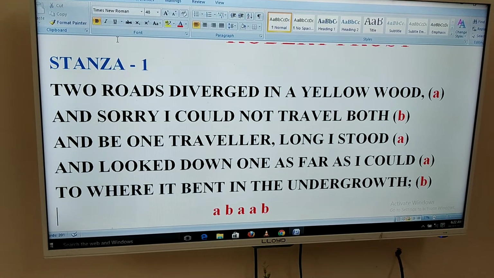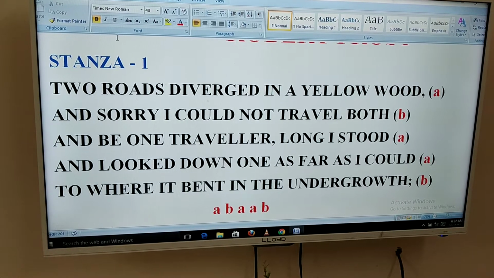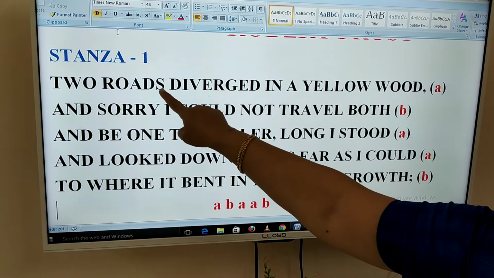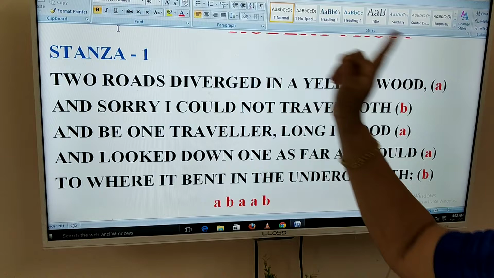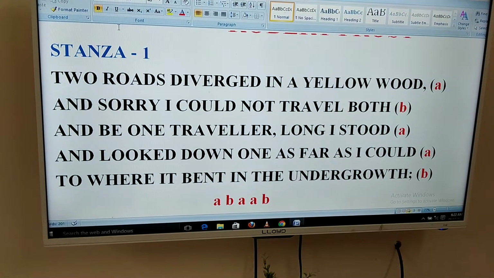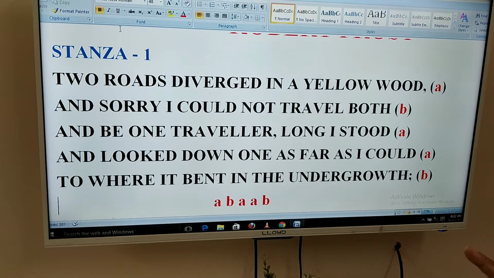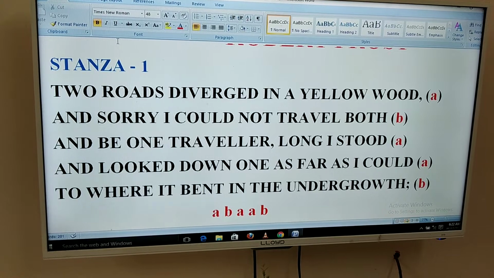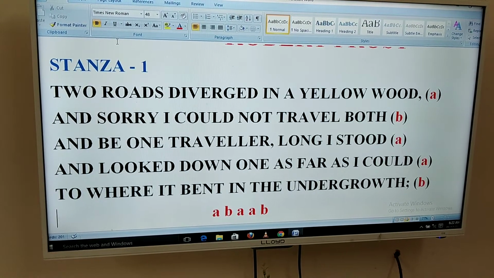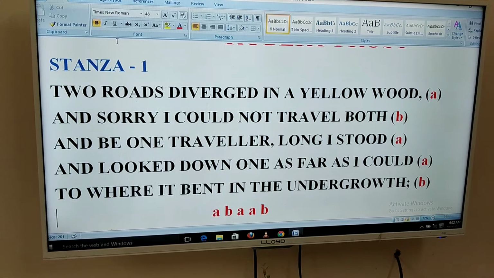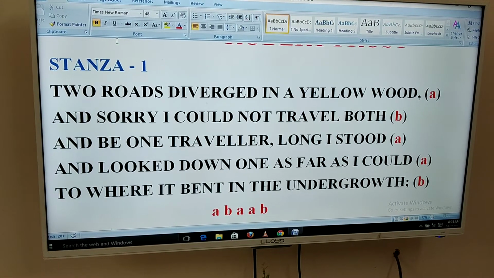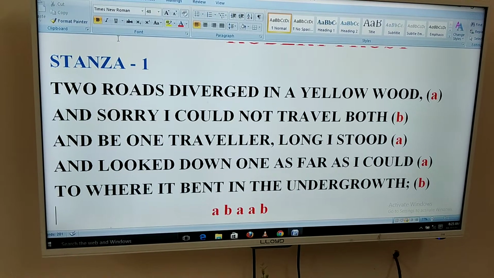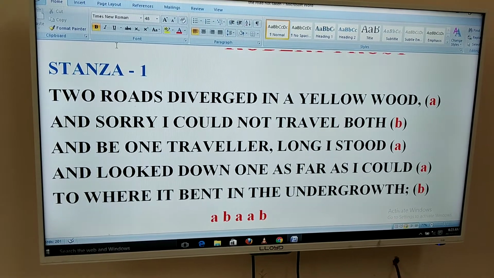Here, the poet has used symbolism. Symbolism is keeping a symbol for another thing. For example, roads. The poet has used the term roads for life. So, it is symbolism. Here, we can also call it metaphor, because metaphor is a literary device where you compare two different things. The poet is comparing roads to life. Road is a different thing and life is a different thing, but the poet compares these two things. So, we can say the literary device used here is metaphor also.